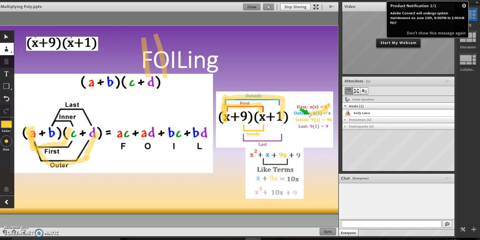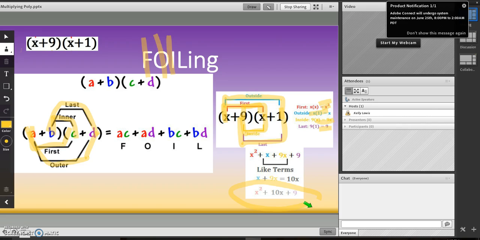Then you do the I, which is inner. So you do the inside two, and that is 9 times x, which is 9x. Then you do the last two, which is 9 times 1, which is 9. So we would have x squared plus x plus 9x plus 9. Then you add like terms, x plus 9x, so that's an imaginary 1 plus 9, which is 10. And so you would get x squared plus 10x plus 9.